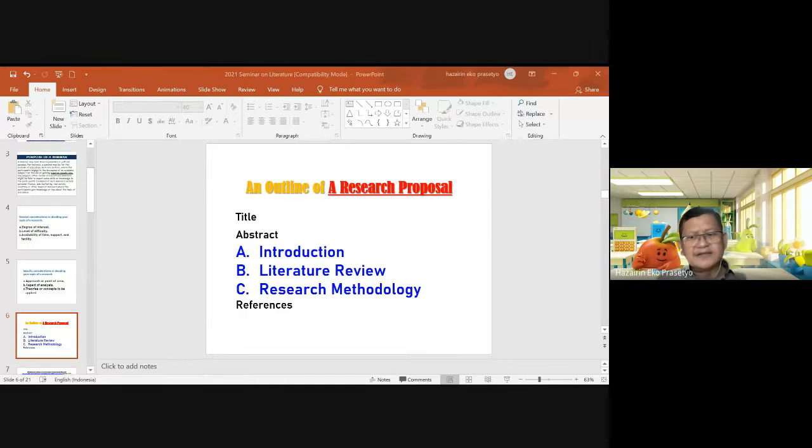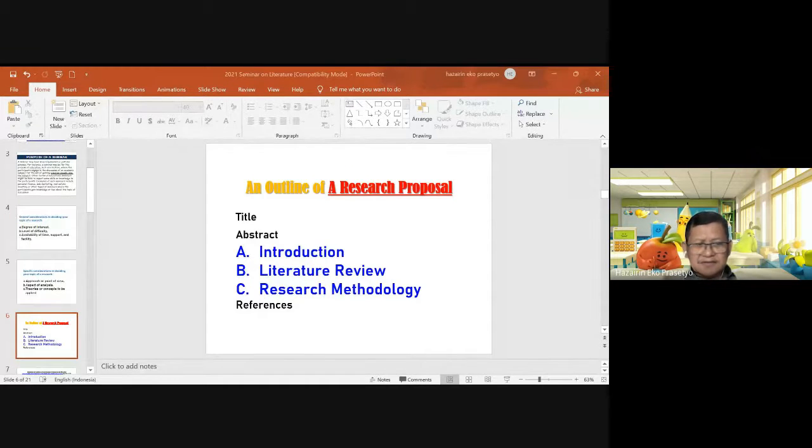The abstract should contain 3 elements. First, the objectives, the purposes of your research. Second, the theories or references that you use. And third, the research methodology. That's it. That's abstract.